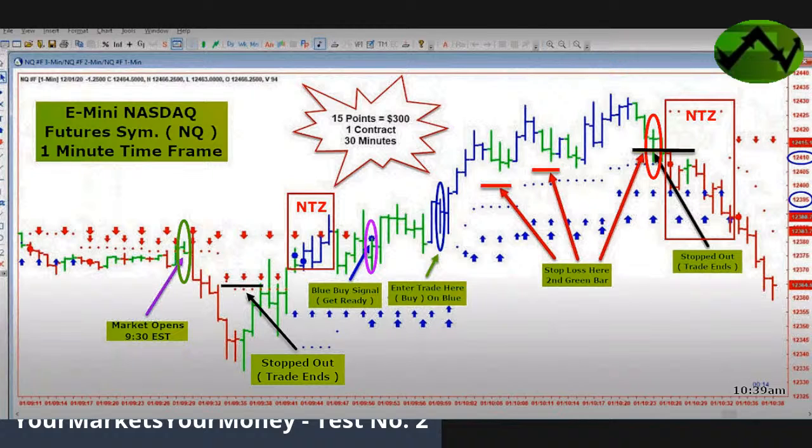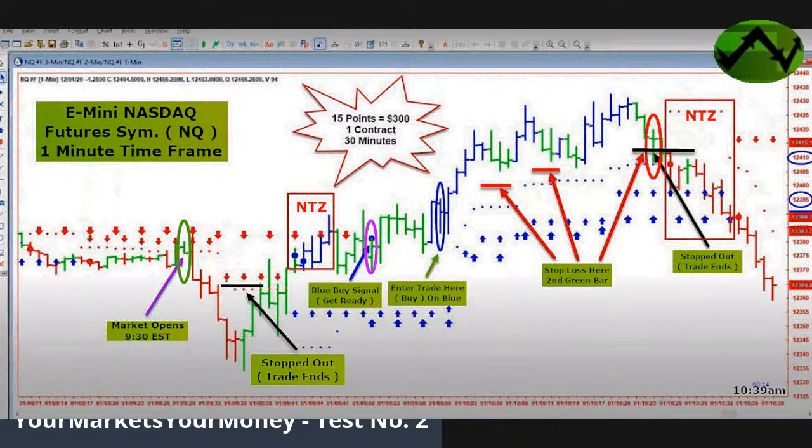So from here where you got in, from here to here is actually your profit. And I calculated that that's about a $300 trade. That's 15 points. That's on one contract. That's in about a 30-minute time frame. 1 point on this contract equals $20. And just thought I'd show you that.